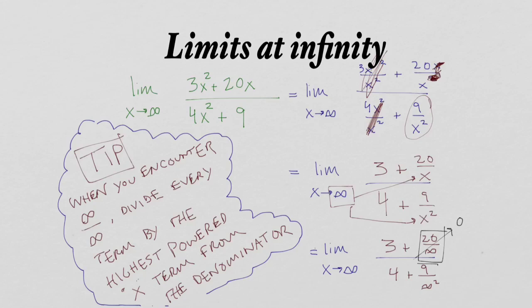Using the same logic, 9 divided by infinity squared, 9 divided by a massive number like 24 billion or 97 trillion, if you think of that, is going to get infinitely close to 0. So again, this will become 0. And this leaves us with the simple answer of 3/4.